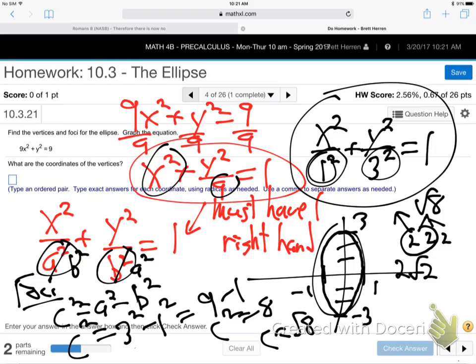So now, where is that, though? It's up, down, 2 root 2, right? So it's like up here and down there. Everybody with me? So it's over 0, up 2 root 2, and over 0, down 2 root 2.